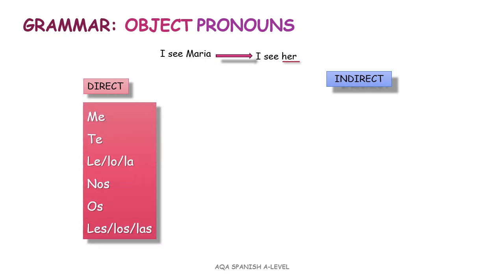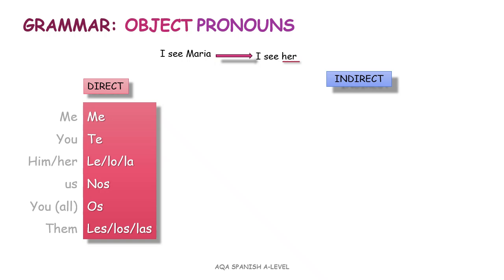So the direct pronouns are: me is me, you is te, him or her is le for both, or lo specifically masculine and la specifically feminine, us is nos, you all is os, and again them is les for both masculine or feminine, and los for masculine, las for feminine.